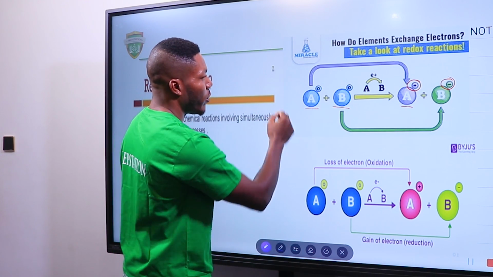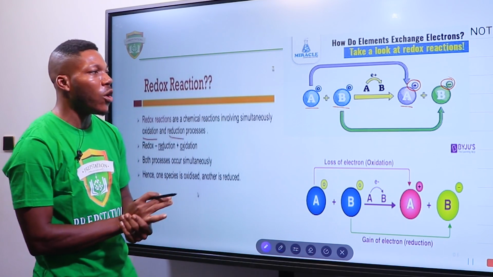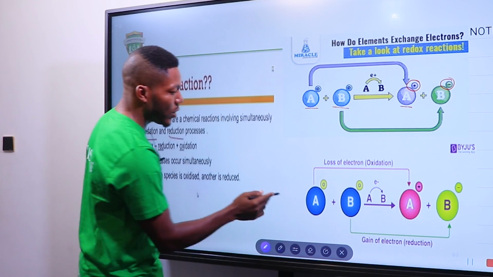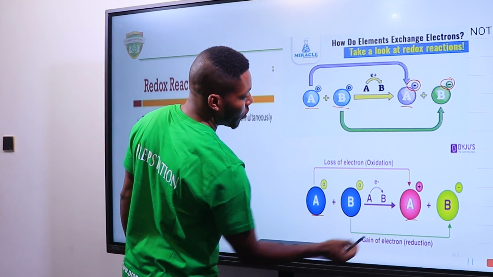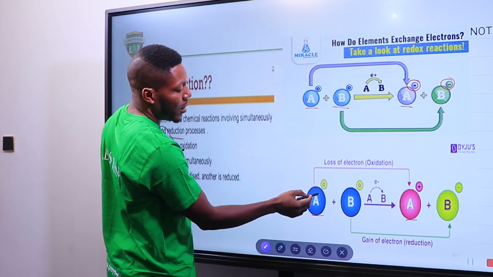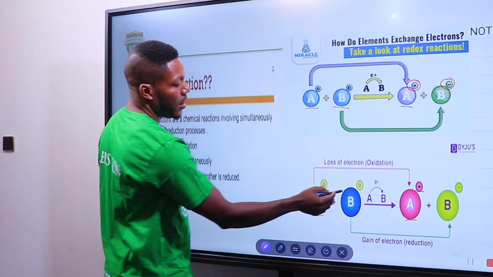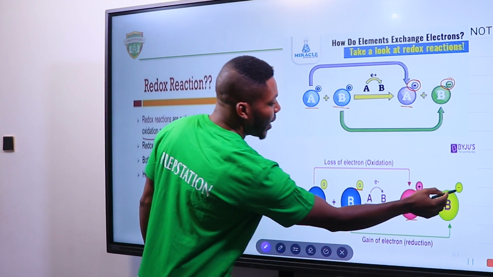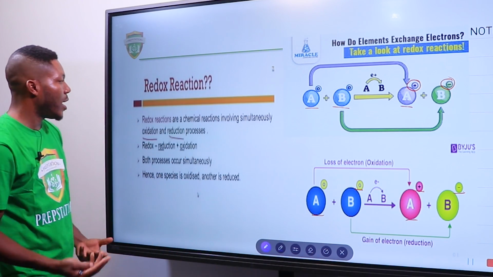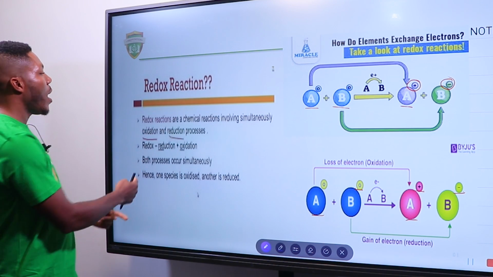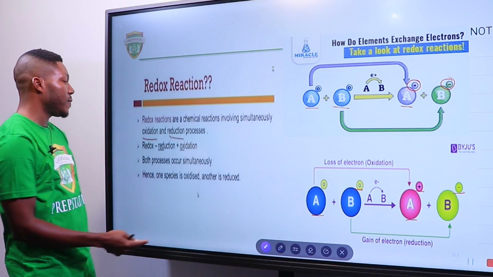So this process is what we call a reduction oxidation reaction. The two processes occur simultaneously. Now, if you look at the second part of the equation, from A to the next A in the product is called loss of electron, meaning that this A has lost one electron and becomes just a positive sign. Then this B on the neutral side has gained an electron and becomes negative. So all this happens simultaneously. That's why we say that a redox reaction is a chemical reaction involving simultaneously oxidation and reduction processes.